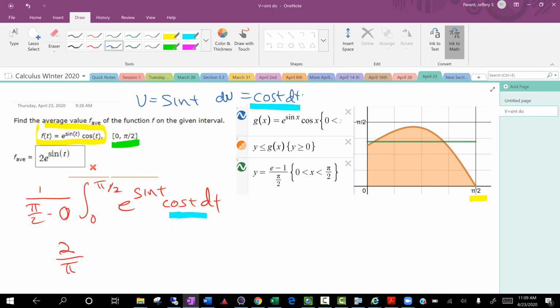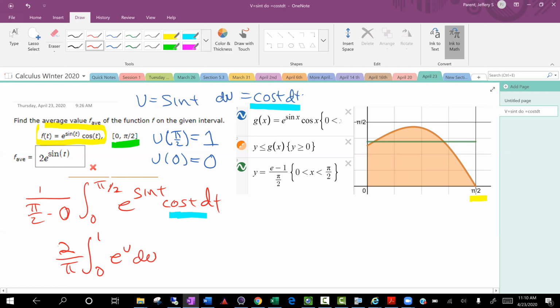What I would suggest is that we change our limits of integration. U of pi over 2. Well, what's the sine of pi over 2? 1, thank you. And the u of 0 would be 0. So I can rewrite my integral this way, as the integral from 0 to 1 of e to the u du.